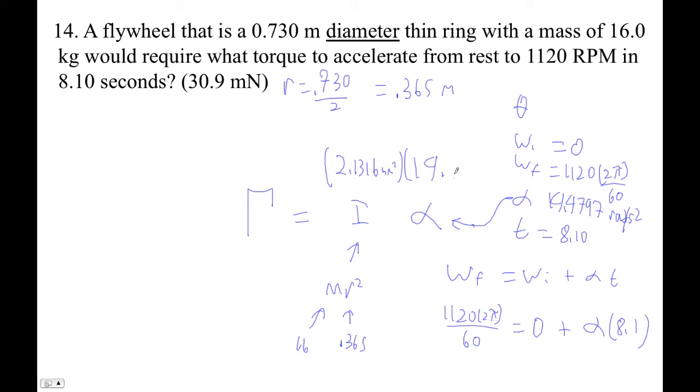That's 14.4797. That's a 4, and this is also a 4. So hard to tell 4s these days. Okay, it's just this number here. And then we've got to find the torque, and then we're done. So I'm going to multiply that number, the 2.1316, times this number, and I get 30.865 meter newtons. Ta-da!